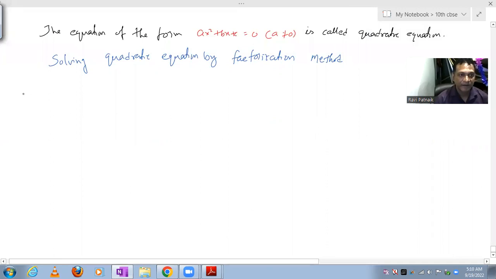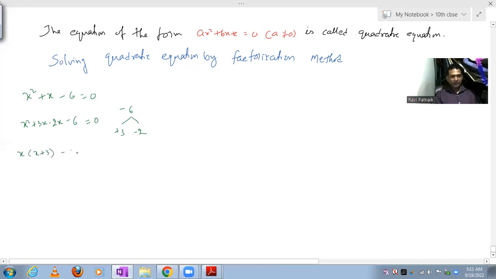Let me write x square plus x minus 6 is equal to 0. This is one quadratic equation. How will you factorize this? If you are multiplying, you have to get minus 6. Adding means you have to get plus 1. So this is plus 3 into minus 2. So x square plus 3x minus 2x minus 6 is equal to 0. Now take x common. What will you get? x plus 3. Minus 2 you take common. Then you will get x plus 3. That is equal to 0.